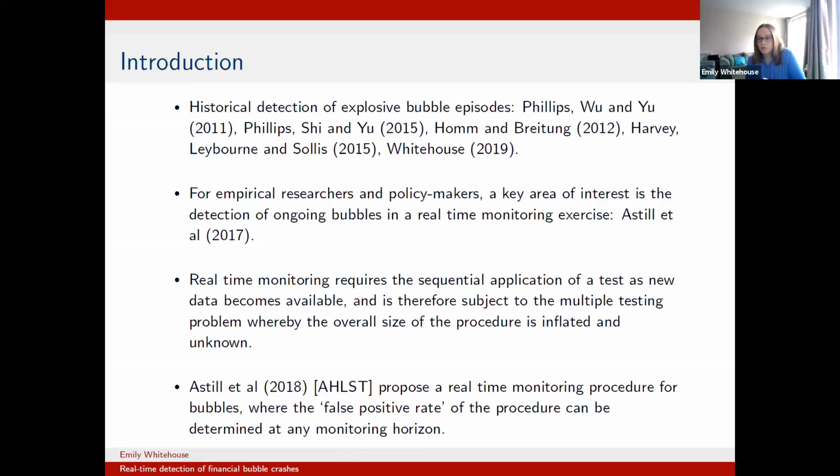So to try and resolve that issue, in 2018, Astill et al. proposed a paper where they have a method for real-time monitoring where the false positive rate of this procedure can be determined at any point into the monitoring horizon. And I'm going to call this AHLST from now on.